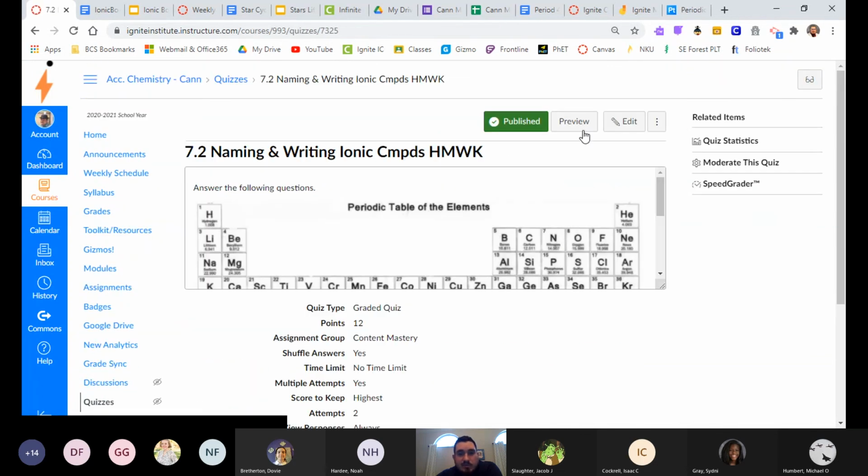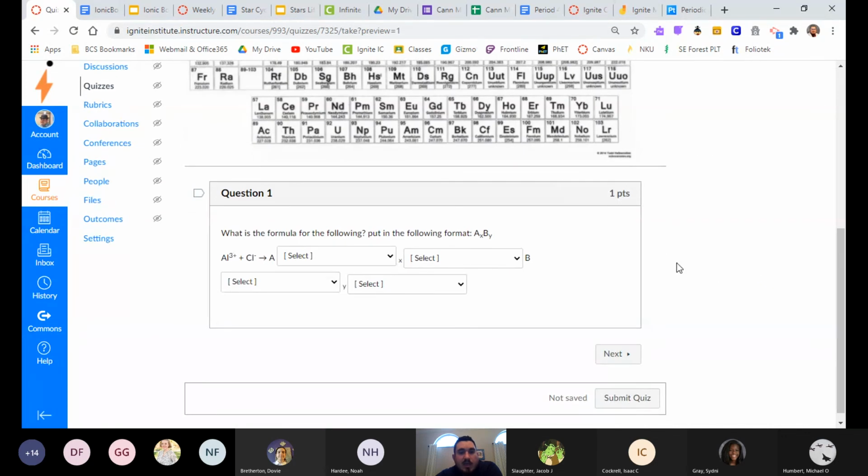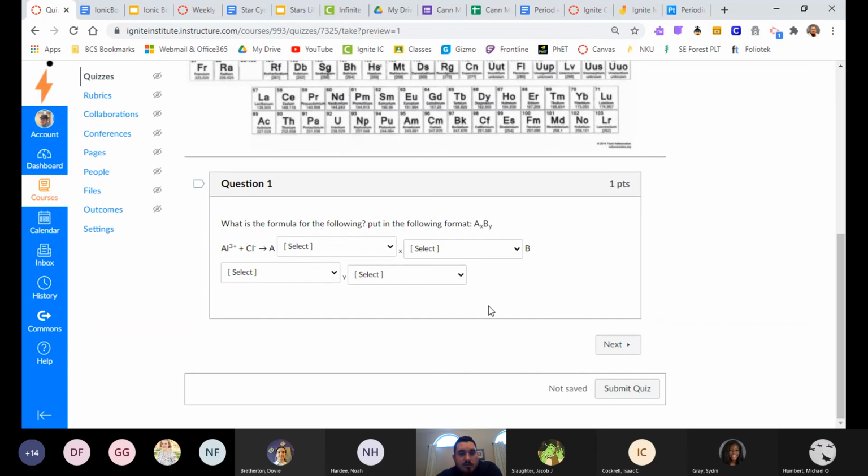It's going to ask you some questions about naming and things like that. So again, you're just going to select what is the anion, what is what for the formulas here. Now, on this handout, how many Als or how many Cs are you going to have? This is going to get you some practice for your quiz coming up. So this homework quiz assignment is going to get you ready for the real quiz.